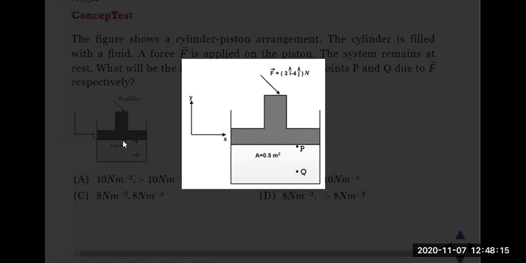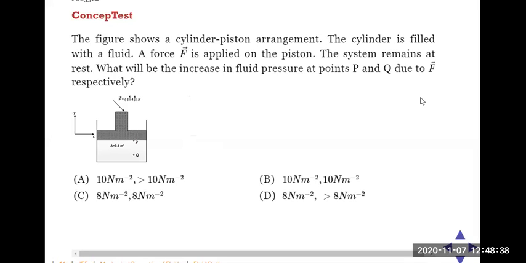Okay, wait, I'll zoom the pic. The force is 3i cap plus j cap, 4j cap. 3i cap minus 4j cap, sorry. Got it, right? Okay. Now tell me what's the answer. Okay, C.